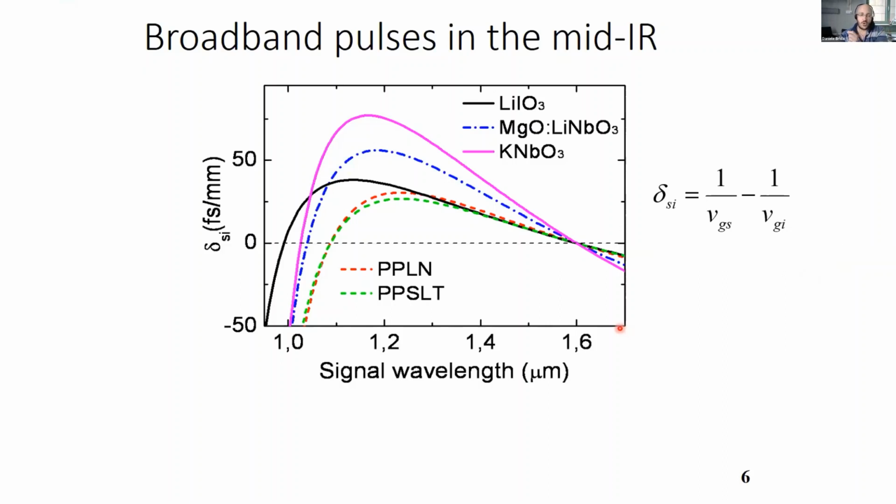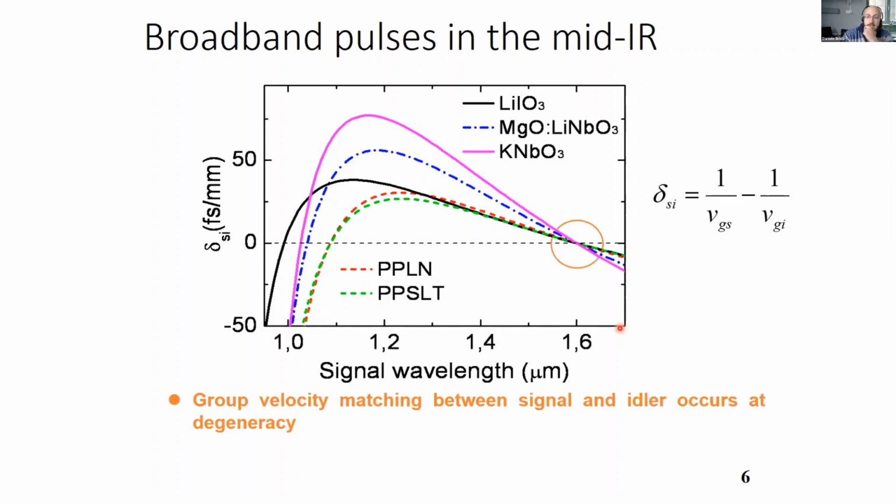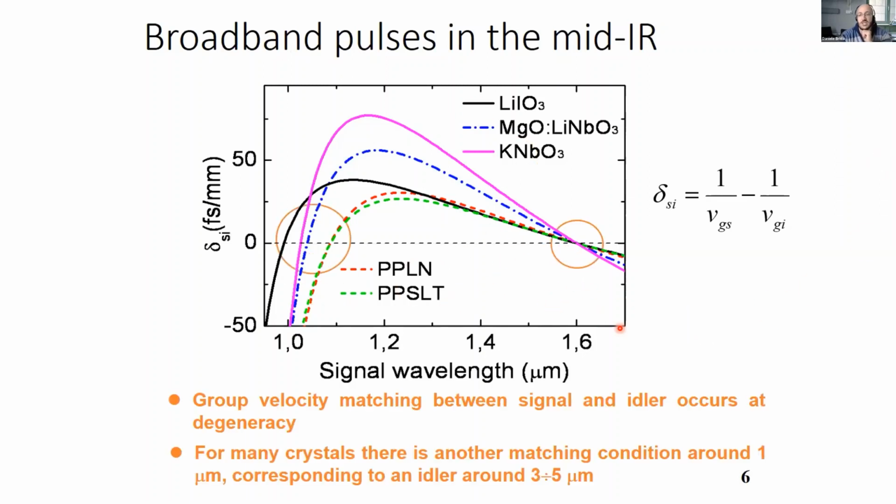While we move towards the mid-infrared and the vibrational absorption of the material, the group velocity starts to slow down, and you can have a condition in which you match the group velocity of another frequency on the other side of this curve. So you can achieve this, and these materials are relatively good to generate mid-infrared radiation in a frequency range between 3 to 5 microns.